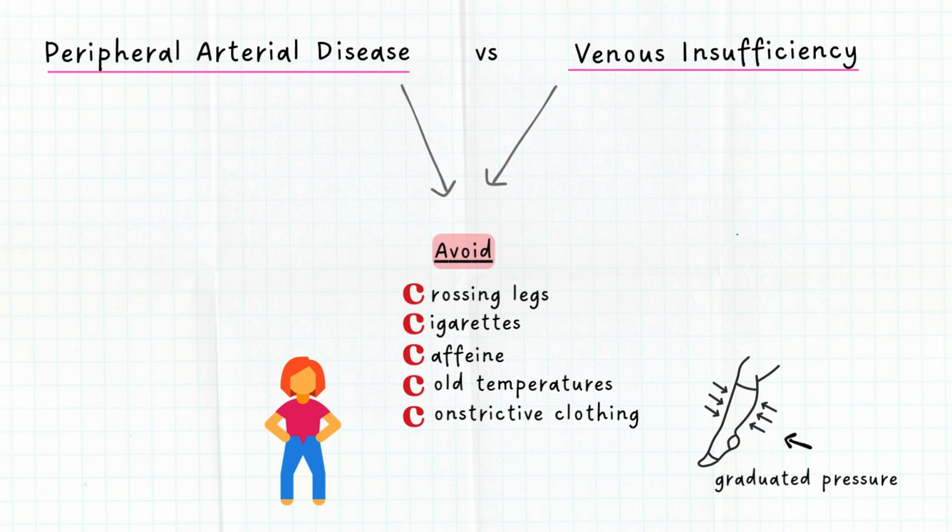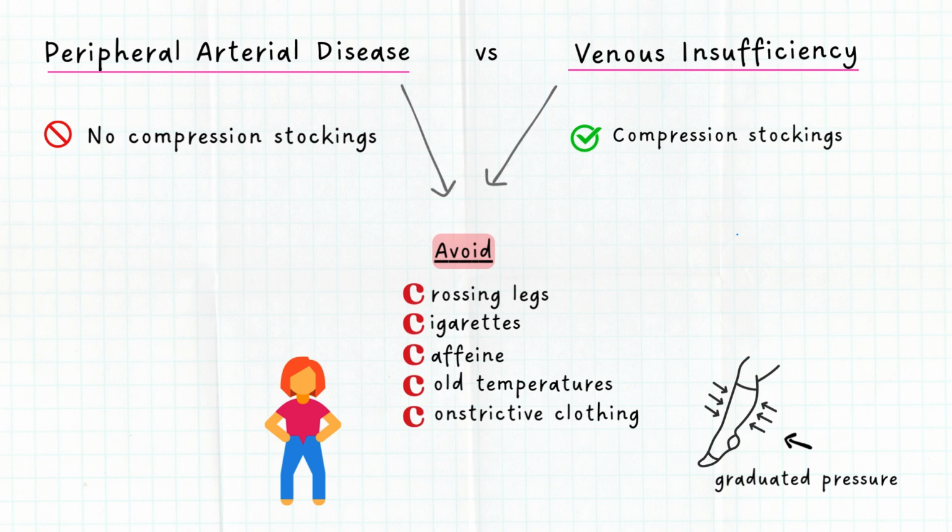Patients with venous insufficiency should wear compression stockings to prevent dependent edema, while patients with PAD should avoid them because they can slow down arterial blood flow. And patients with PAD should also avoid sequential compression devices and elevation of legs for the same reason.